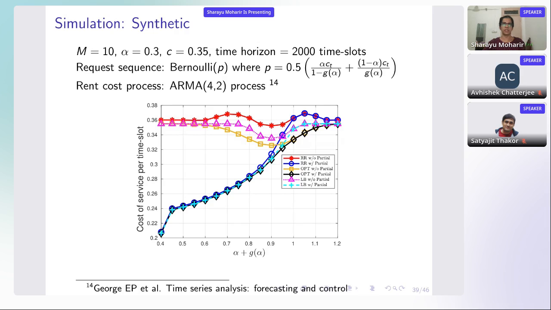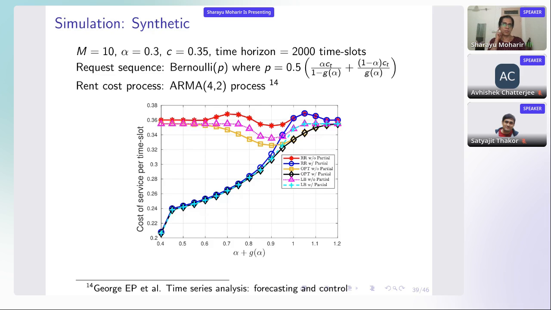For this set of results, the arrival process is Bernoulli. The rent cost process is an ARMA 4-2 process. The fetch cost and other parameters are given on the slide. We vary the value of G alpha here, which is the latency cost at the intermediate hosting state. We pick the parameter of the Bernoulli process such that the optimal thing to do for all these data points is to actually partially host the service at the edge.